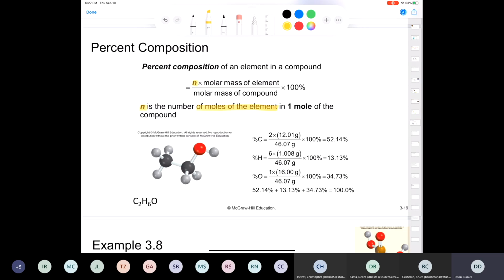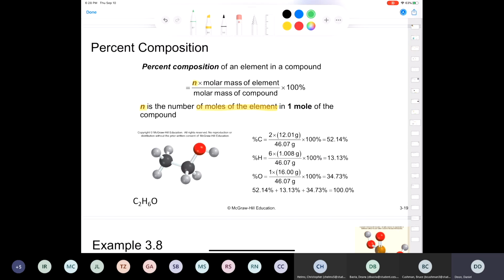So n is the number of moles of the element. We multiply that by the molar mass, grams per mole, and we end up with the number of grams of that element in the compound. Then we divide it by the entire molar mass of the compound and multiply by 100%, and that gives us the overall percentage of that element. What do you mean? The best way to learn it is with a practical example.